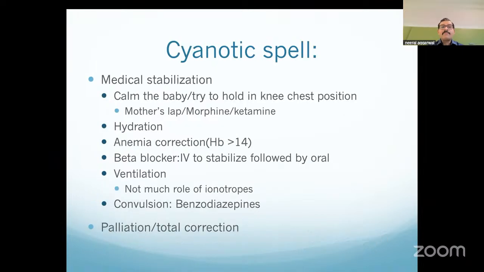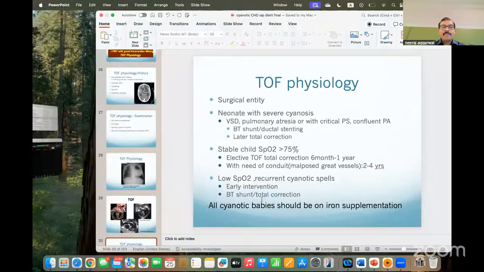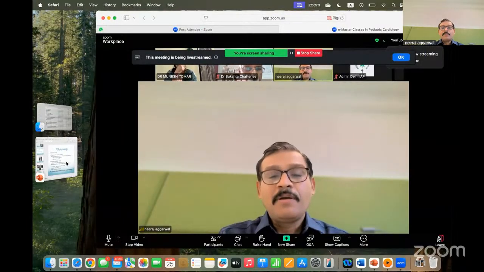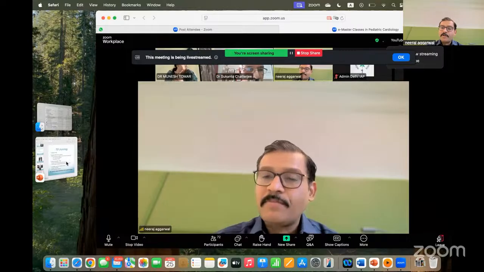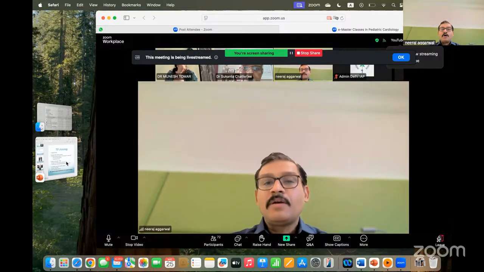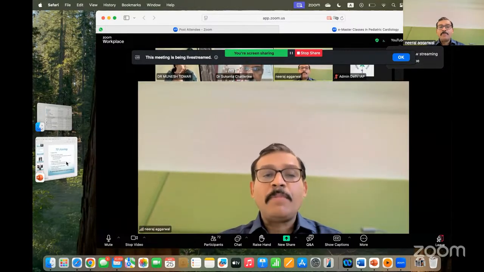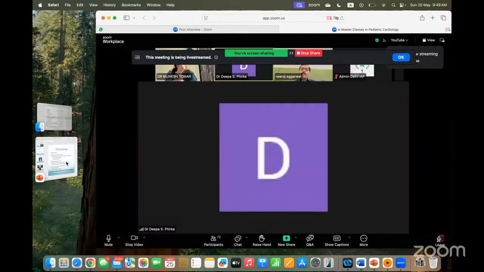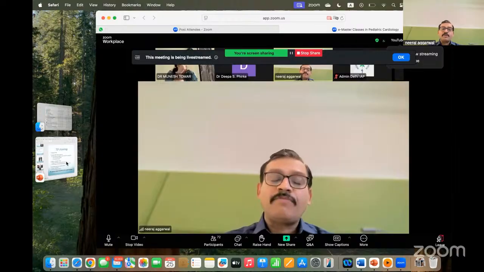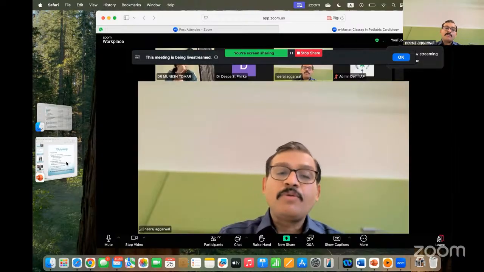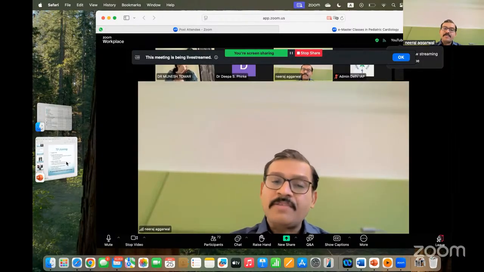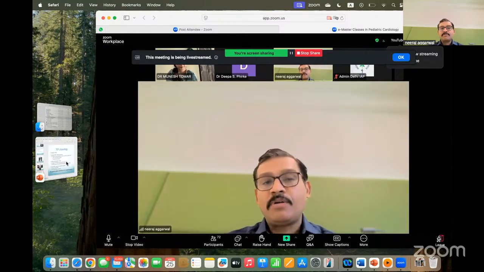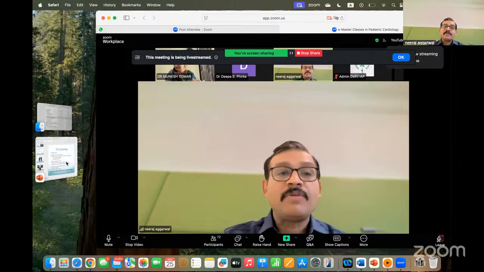We have Dr. Deepa ma'am also in the session, chairperson. Let us discuss some part of TOF physiology. Dr. Deepa ma'am, you are around? How frequently do you see TOF physiology in your setup? Do you refer them early for early surgery? How are the surgical facilities available in Maharashtra for TOF surgery in government setups? Where do you send them for surgery?